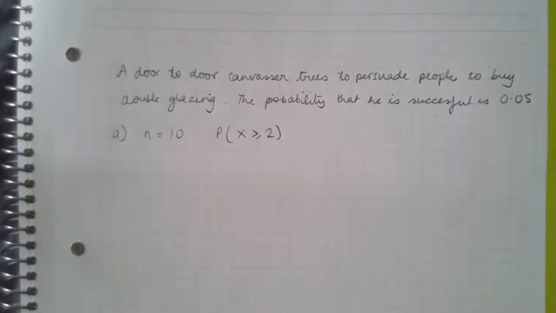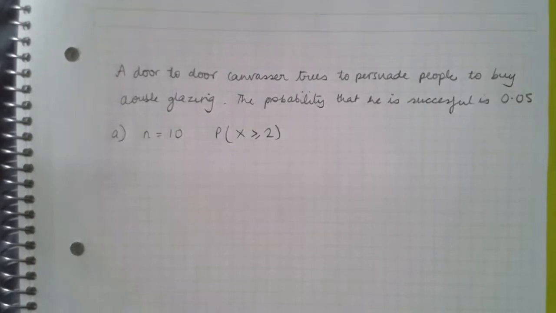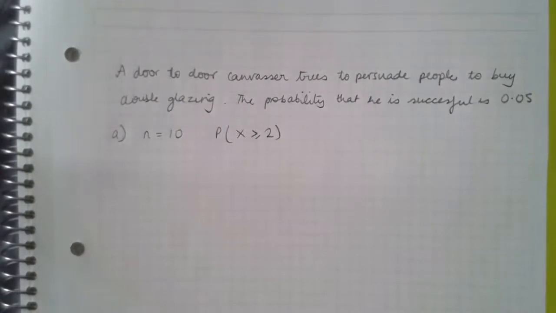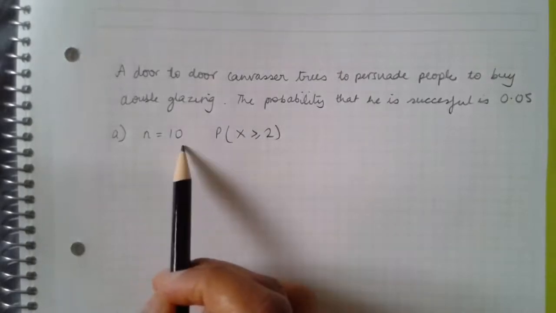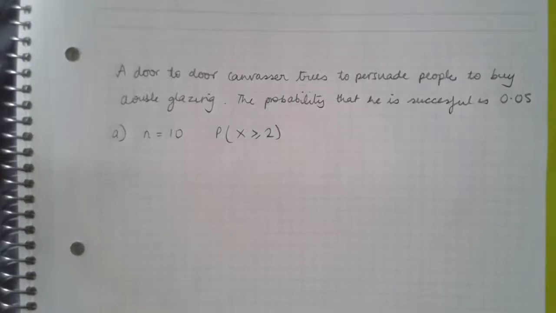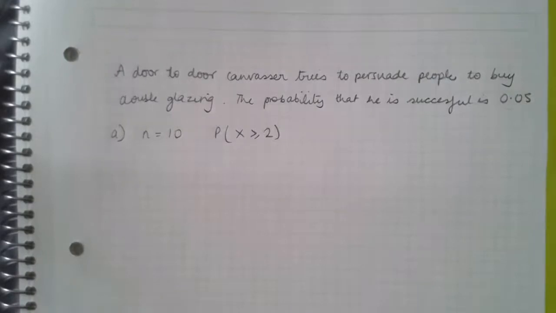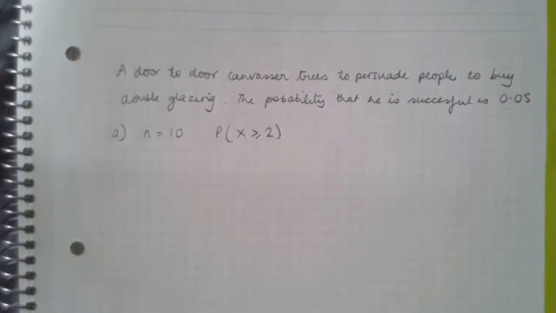Okay, now first of all we need to see whether this will justify us using the binomial distribution. If we remember, there are 4 conditions where we can justify using binomial. Number 1 is a fixed number of trials, which is 10, a fixed probability of success, which is 0.05, the trials being independent of each other, and having only 2 outcomes. Either people buy double glazing or they don't.